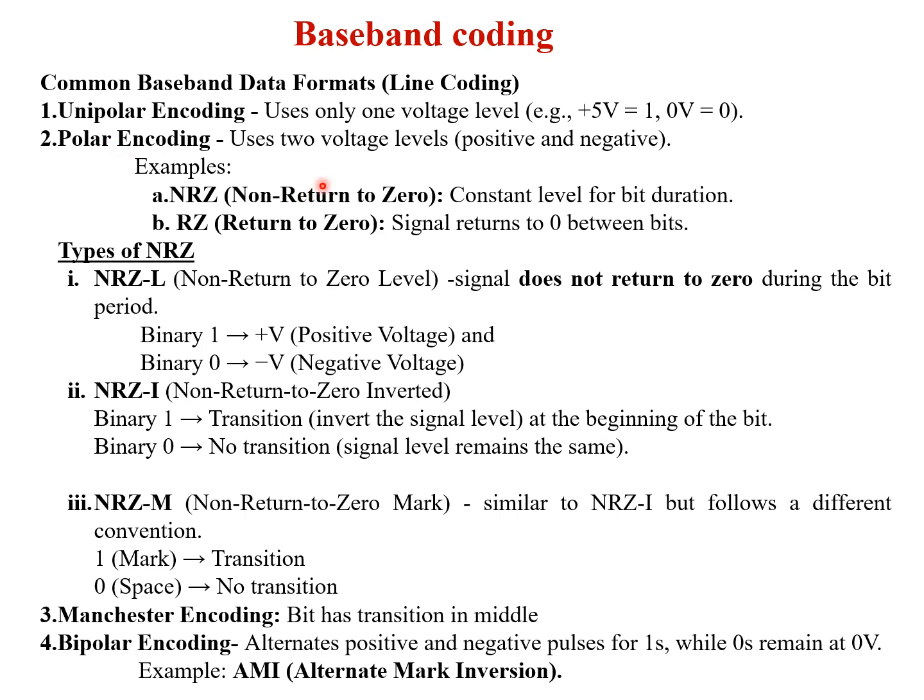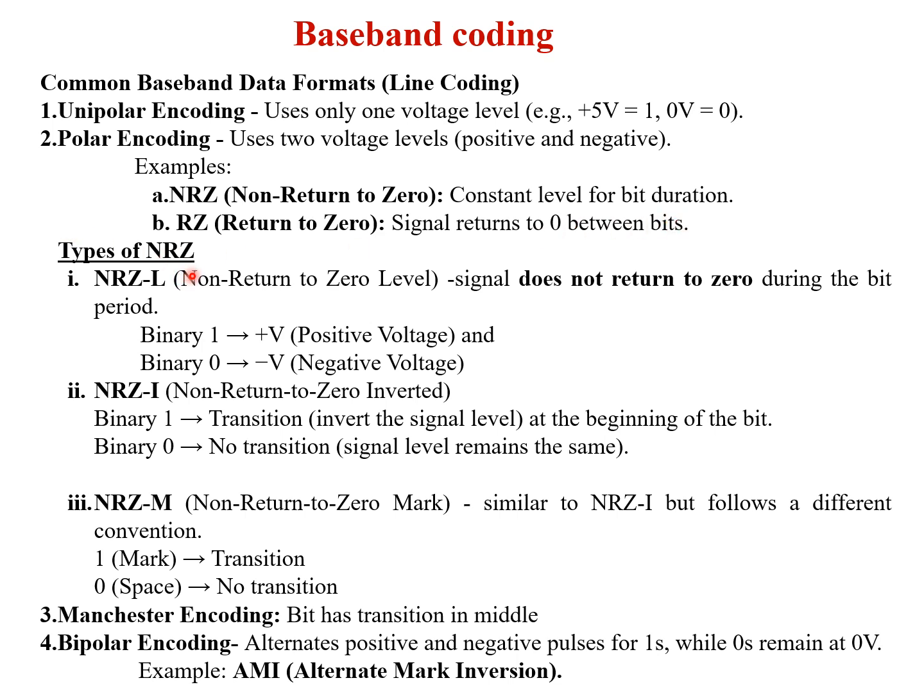In polar encoding, polar means it uses two pulses. Binary 1 is represented by a positive pulse and binary 0 is represented by a negative pulse. Different examples are NRZ and RZ. NRZ is non-return to zero, RZ is return to zero. Non-return to zero means the signal maintains a constant level for the entire bit duration. Return to zero means each pulse returns to zero between bits.